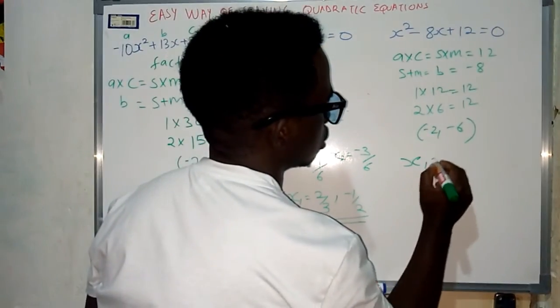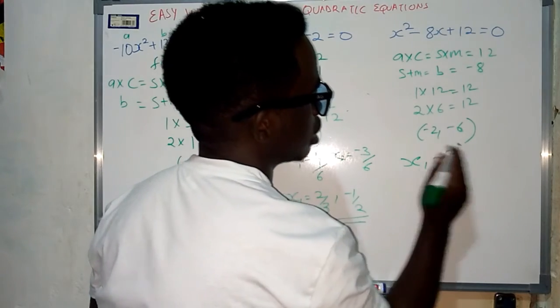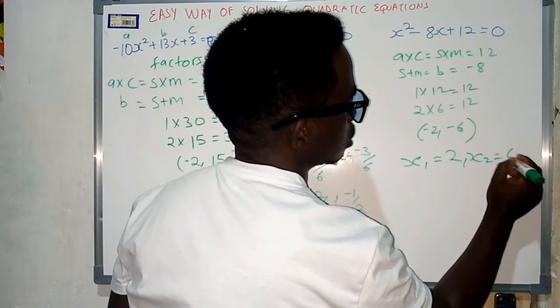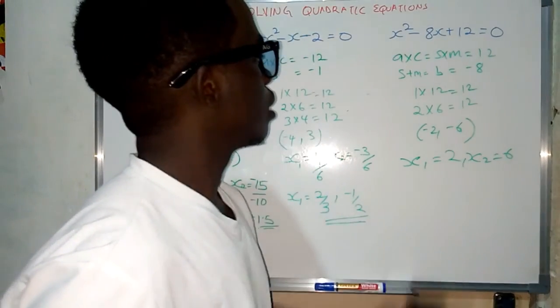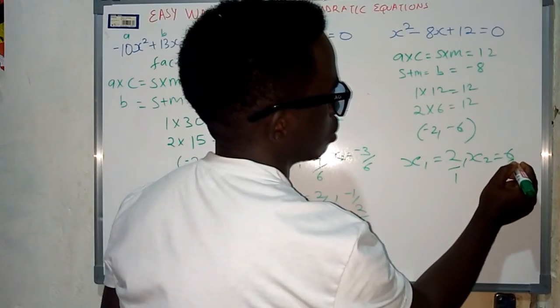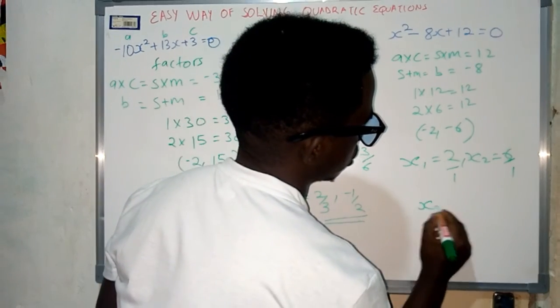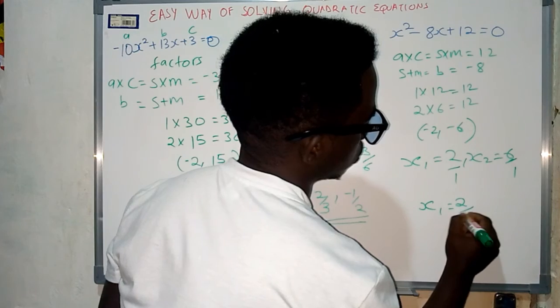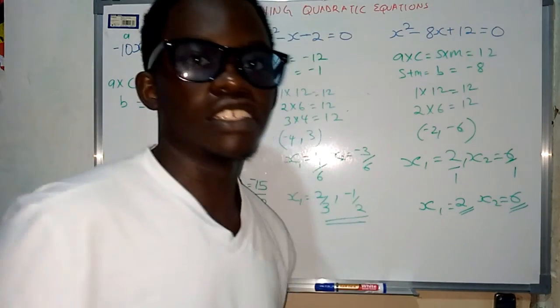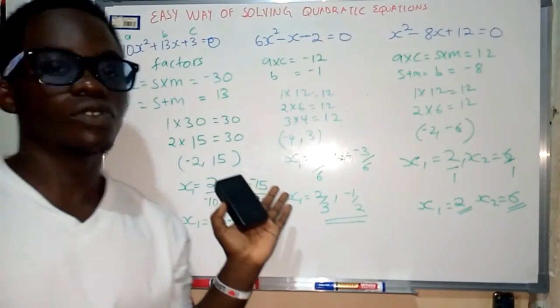That means my x1 equals 2, as I change the sign of the factors, and my x2 is 6. To get the final answer, I divide these by the coefficient of x squared, which is 1. So my x1 is going to be 2, and my x2 is going to be 6. This is how you can easily solve such quadratic equations.